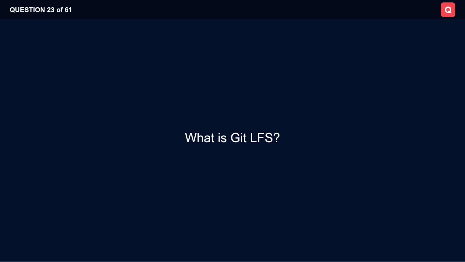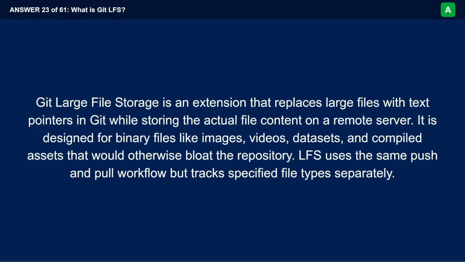What is Git LFS? Git Large File Storage is an extension that replaces large files with text pointers in Git while storing the actual file content on a remote server. It is designed for binary files like images, videos, datasets, and compiled assets that would otherwise bloat the repository. LFS uses the same push and pull workflow, but tracks specified file types separately.